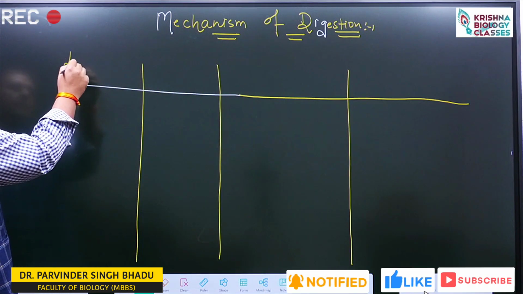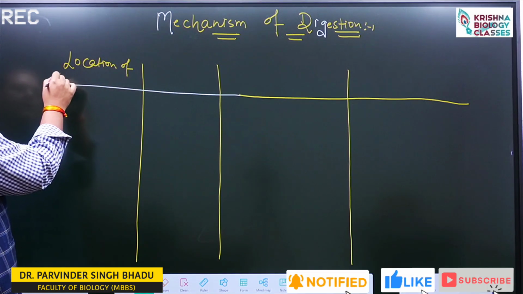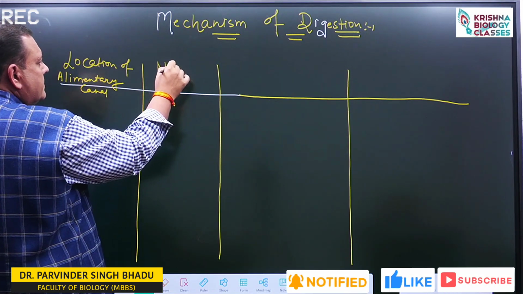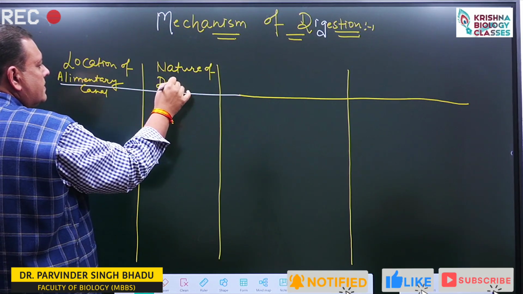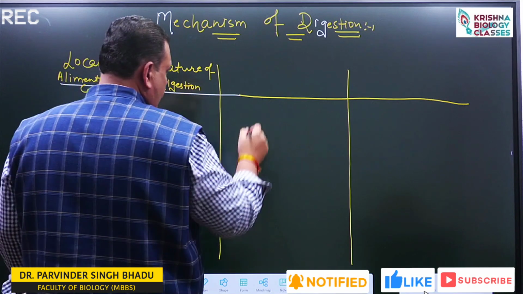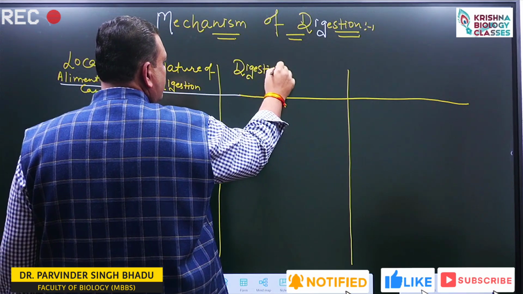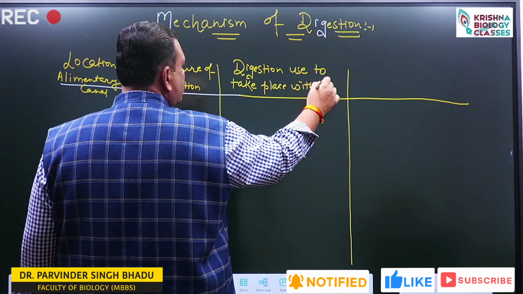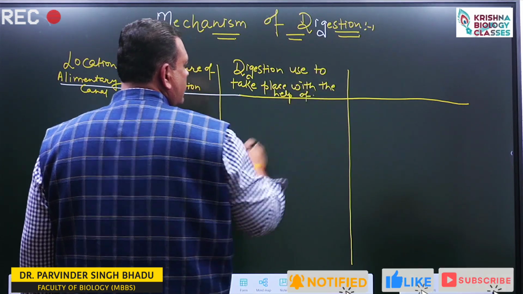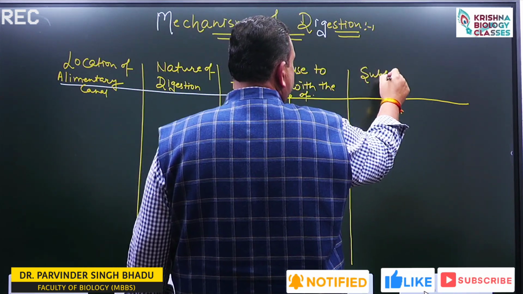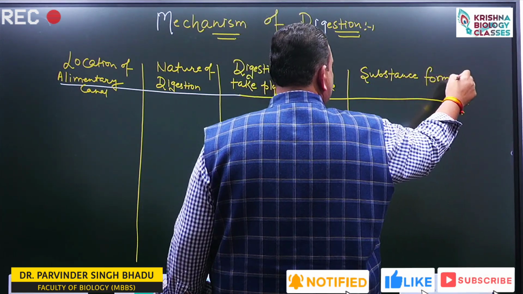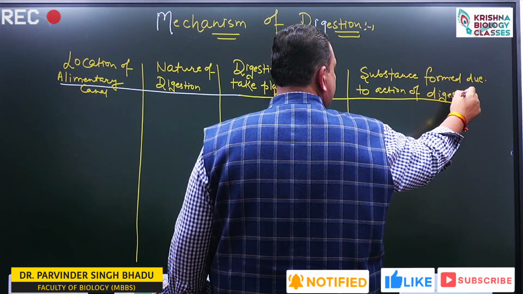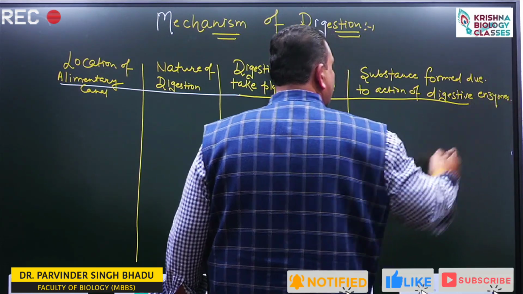We need to remember the location of the alimentary canal, the nature of digestion, digestion used to take place with the help of, and the substances formed due to the action of digestive enzymes. Which type of substances are formed?